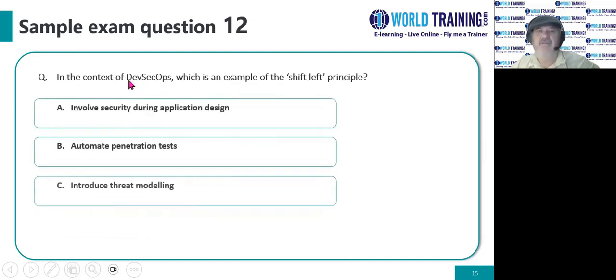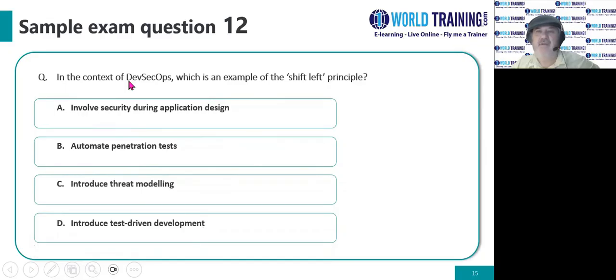In the context of DevSecOps, which is an example of the shift left principle, involves security during application design. Yeah, that's getting security up front. So I like A. Automate penetration testing. Not as strong. It's certainly doing penetration testing, where you do it would make a difference in answering that question, but it doesn't say so. Introducing threat modeling. Early in the process, yes, but it doesn't say that. Introduce test-driven development. Possibly, but it's not specific to security in the way it's stated. I think A is the best answer for a DevSecOps course.